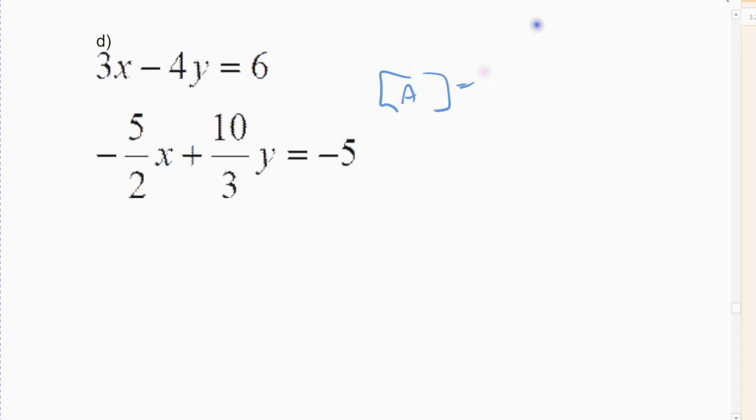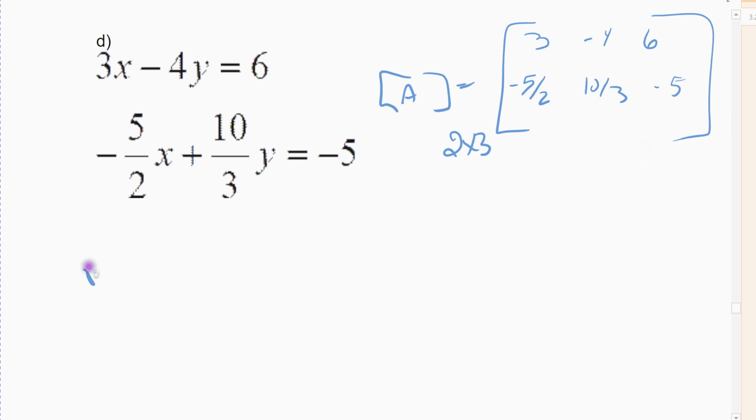let me type it in. It's a smaller set, so it's going back to a 2 by 3. Right, first row is 3, negative 4, 6. Second row is negative 5 halves, 10 thirds, and negative 5. We do our RREF, row reduced echelon form. We get this non-terminating 0.1333333.